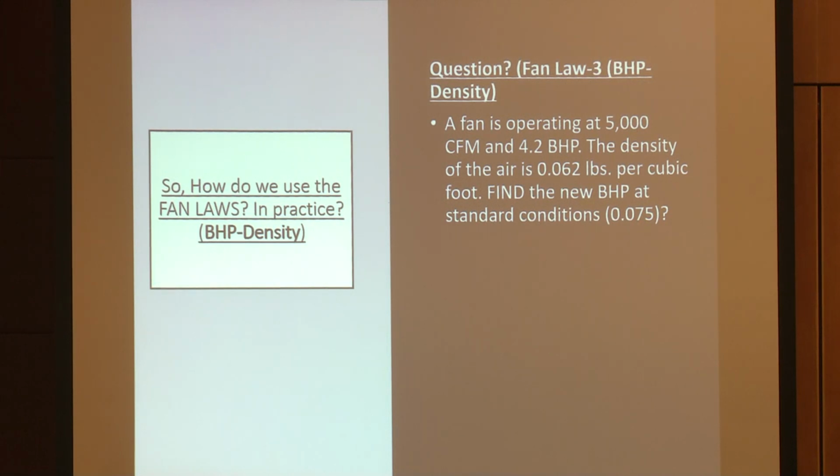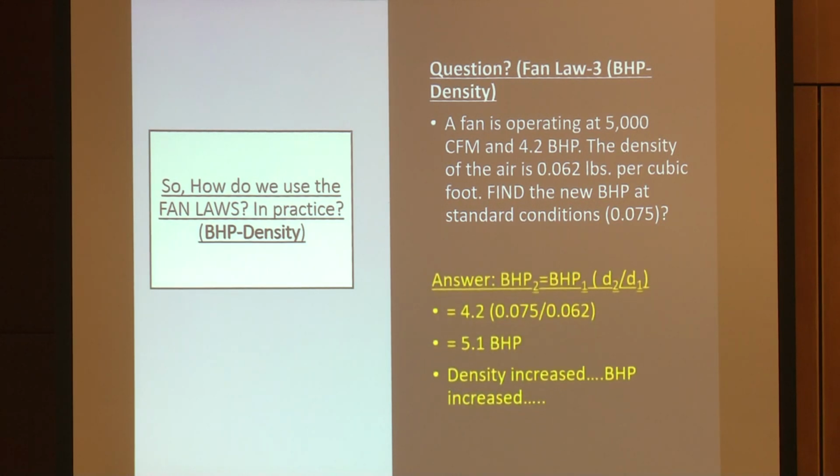So here's an example where we would use the fan laws to go from brake horsepower to density. If this fan is operating at 5,000 CFM and 4.2 brake horsepower, and the density of the air is 0.062, find the new horsepower if standard conditions apply. So what you're doing is you're changing the density, right? And you want to know what's going on with the brake horsepower. Again, you use your simple formula and you go from 4.2 to 5.1. So the density increased, therefore the brake horsepower increased.